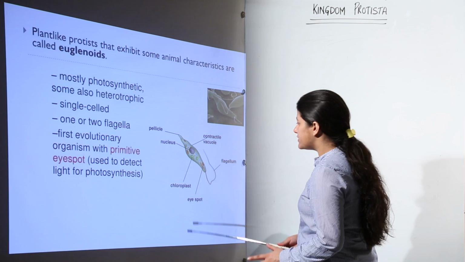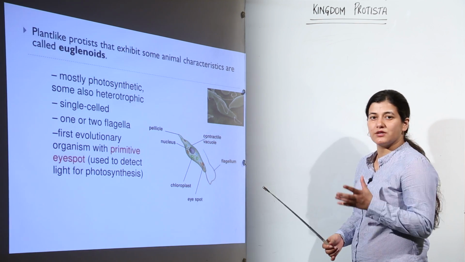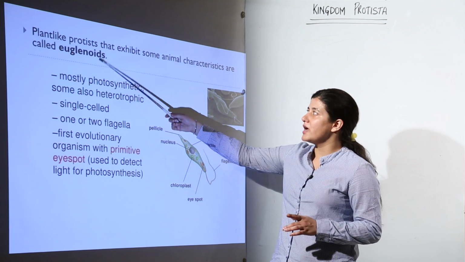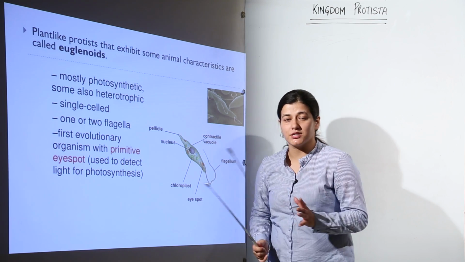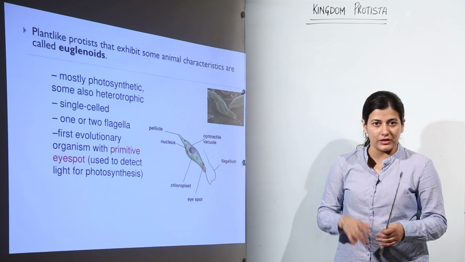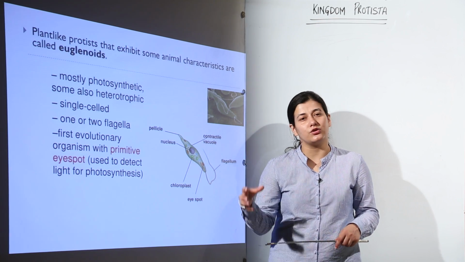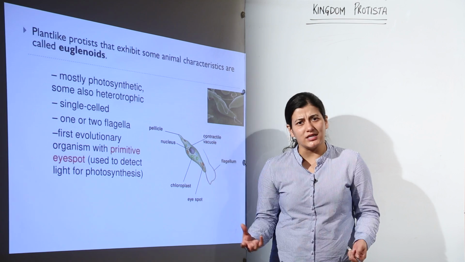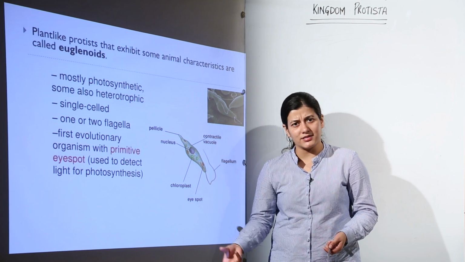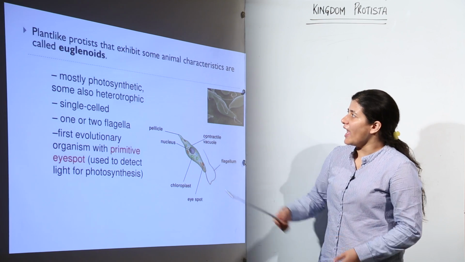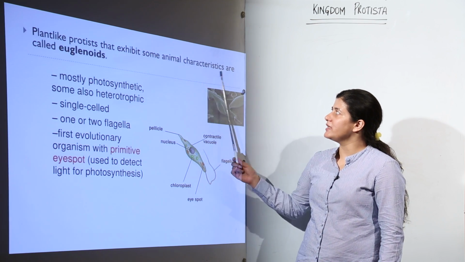Now, what we are going to see is what are the characteristic features of euglenoids. First thing is that they are plant-like protists. Plant-like protists, that means they would be photosynthetic, something which must have classified them under Plantae, but later on, as you know, this is a taxonomic misfit which came and settled down in Protista. So, euglenoids would be those only, and they exhibit some animal characteristics.